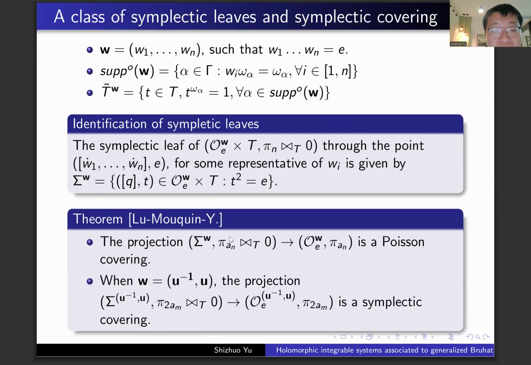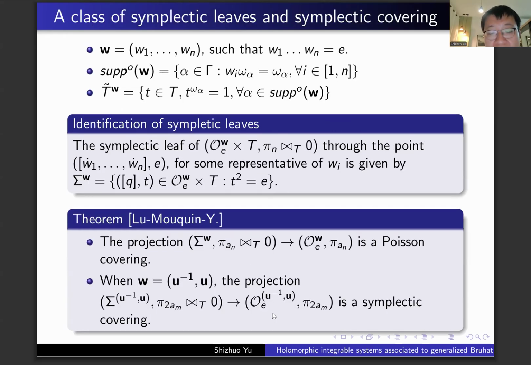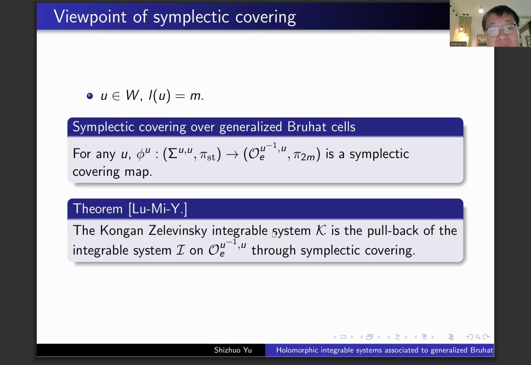But if you observe this symplectic covering, you will find that actually we can generalize our result, because here we just use a simple Weyl element U, but here it is the generalized Weyl element U. So, from this phenomenon, we can claim that we can generalize our integrable system from the double Bruhat cell to a more general space.